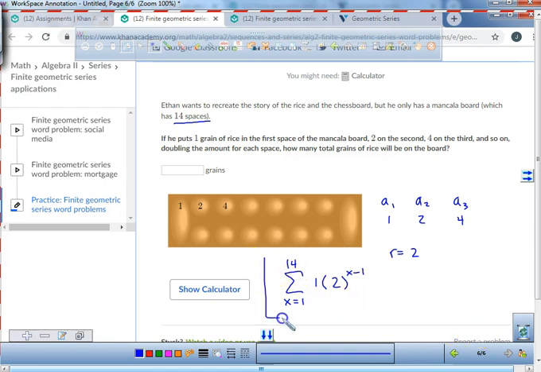So this is what I'd like you to do. I want you to write this down for this pattern. Okay, we're going to be adding all of those together all the way to the 14th space.